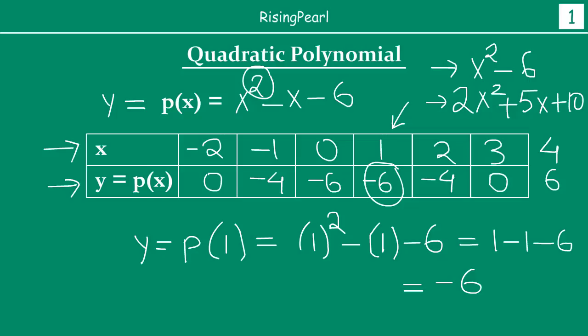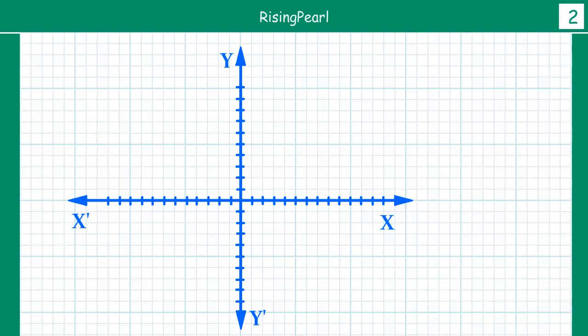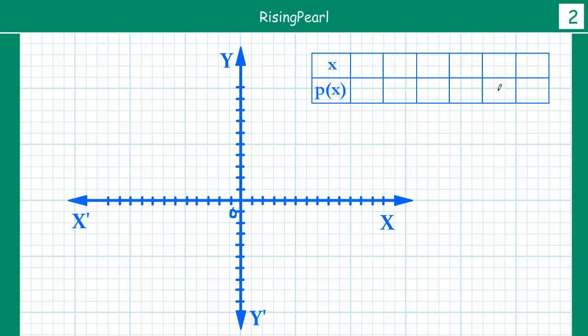So what we will see is that here we have drawn on a graph paper the two axes, x, x dash, y, y dash, and this is our origin right over here, right? Now let's first get the table. So here we have x as minus 2, minus 1, 0, 1, 2, 3, and 4.